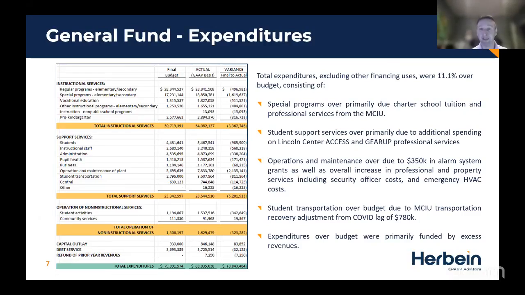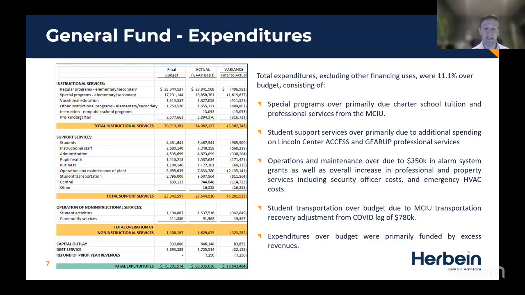The operations and maintenance of plant was $2.1 million over budget. Couple components there: the $350,000 in alarm system grants, which were spent within this function, as well as overall increases in professional and property services, which included the security officer costs, as well as the emergency HVAC costs within that function. Student transportation was $811,000 over, with the main component there being from a PDE subsidy deduction in relation to the Montgomery County IU transportation recovery from the COVID-19 lag.